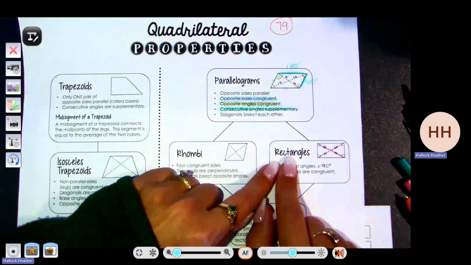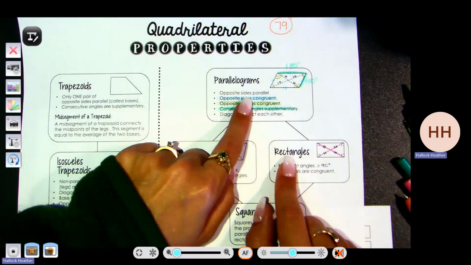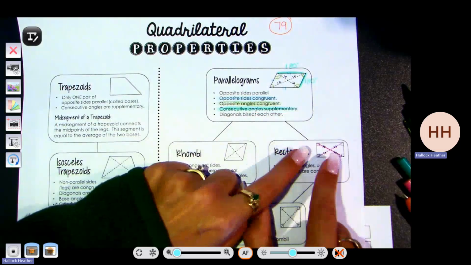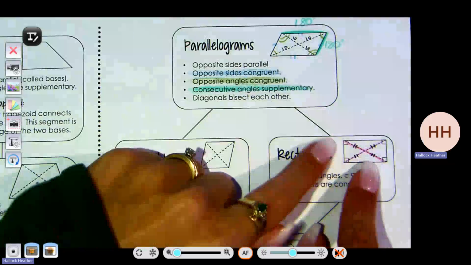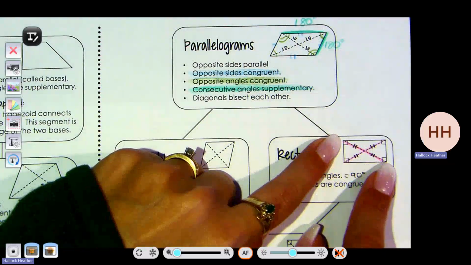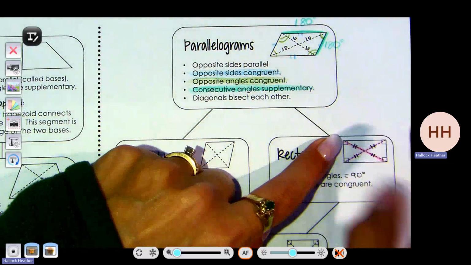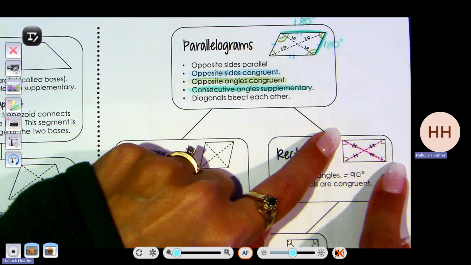So for a rectangle, the same rules apply as for a parallelogram, but there are two new things. Each corner represents 90 degrees, and the rectangle also has congruent diagonals. So from corner to corner, they are congruent.